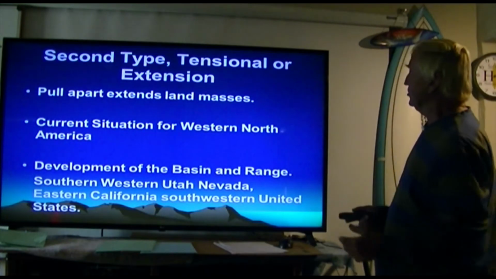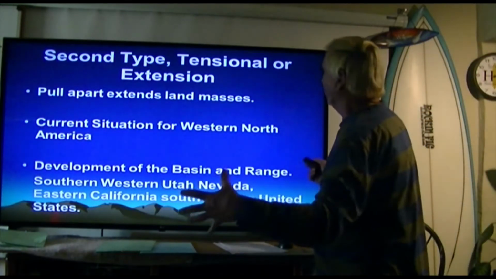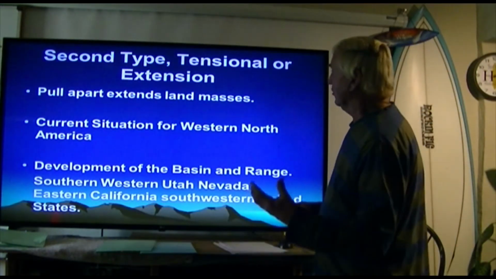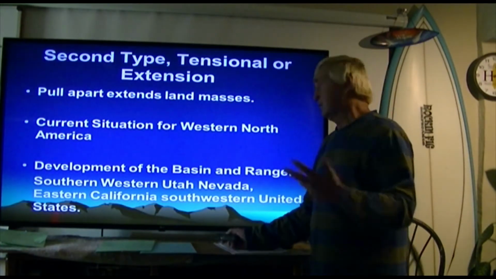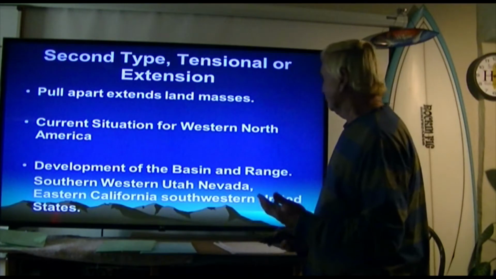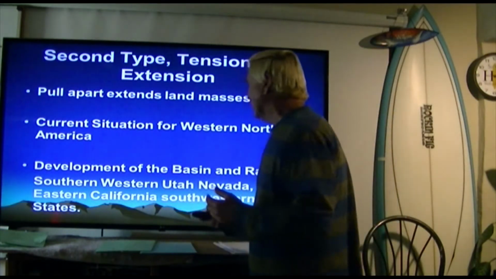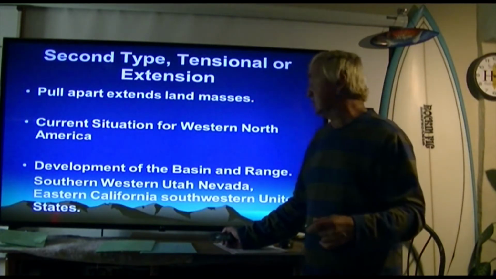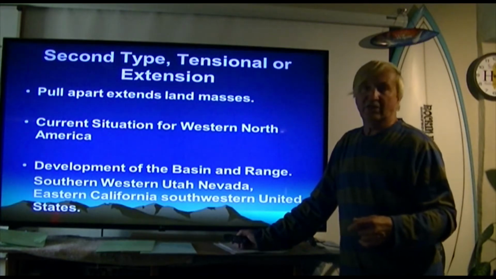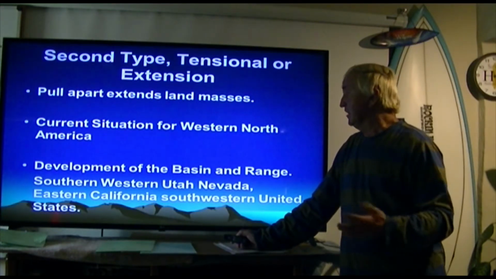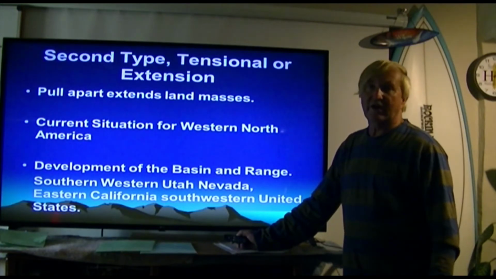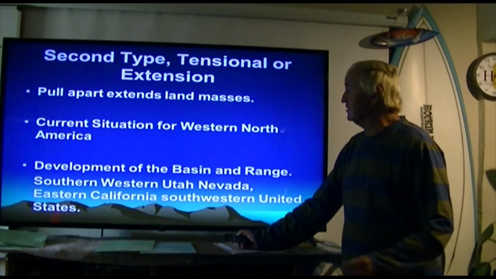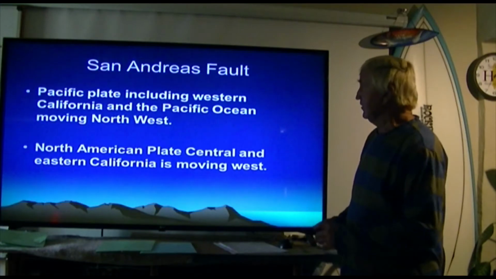So the second type is tension. This is where we pull things apart. This is the current situation in Western North America, certainly in California and Death Valley, and this has resulted in the development of the basin and range. We talked about that in previous lectures when we discussed the geology of the United States, and we paid particular attention to places like Nevada and Utah that are being extended. And this is along normal faults.